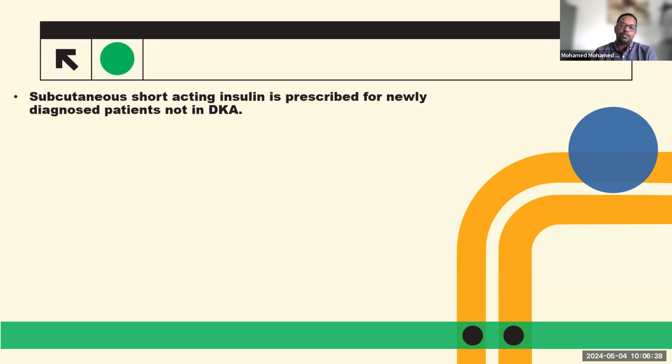If they are in DKA, we follow the DKA protocol. So you have to establish with each new presentation from the community, or from a concerned mom or whoever, who comes with polyuria, polydipsia, or being drowsy or vomiting or anything, that first they do not have DKA before you prescribe them subcutaneous insulin. If they have DKA, of course, they will have the IV insulin and they have to go through the DKA protocol.